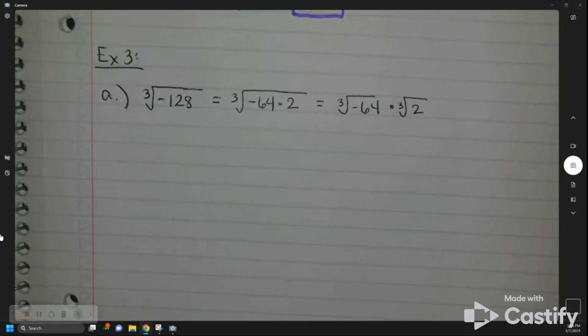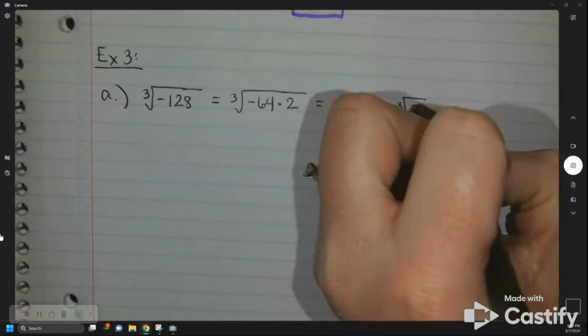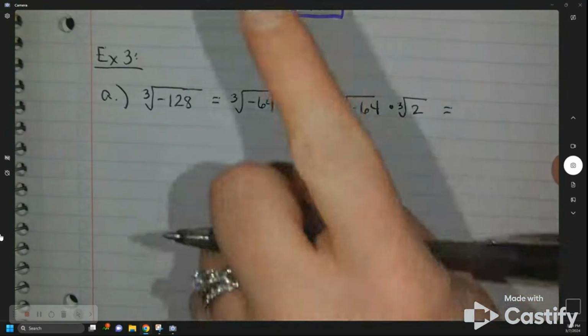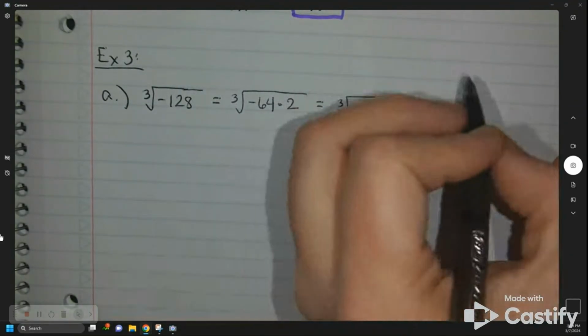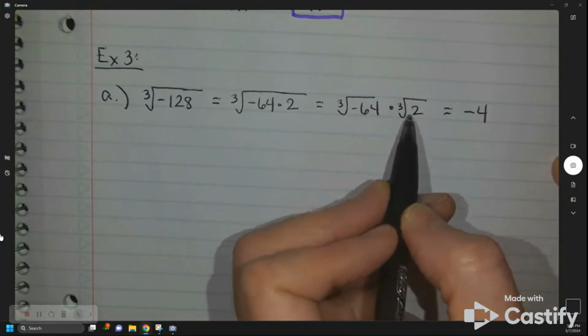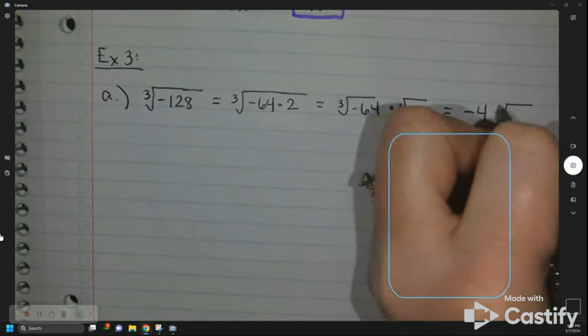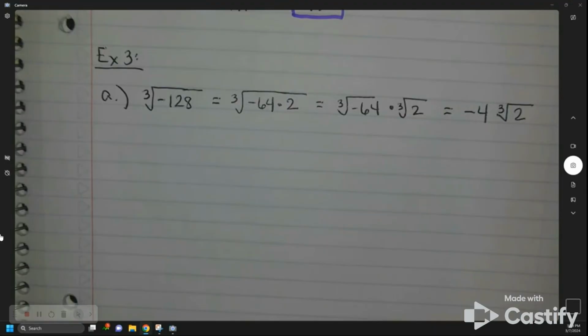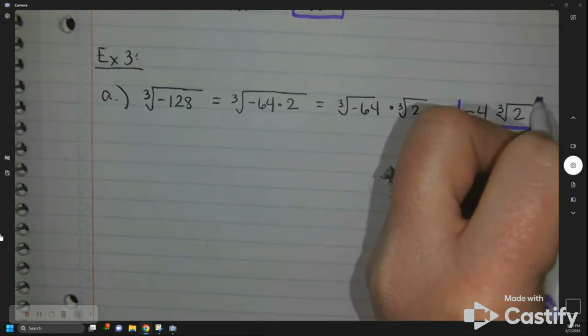Well, 64 is a perfect cube. I think I said perfect square earlier, but it's a perfect cube as well, because if I did 4 times 4 times 4, I'm going to get 64. So this is going to be negative 4, because remember, negative times a negative times a negative will give me that negative I'm looking for right here. So negative 4, and then this is not a perfect cube for me, so I'm just going to keep that the way it was. So times the cubed root of 2. So negative 4 times the cubed root of 2 is going to be our final answer for this one.